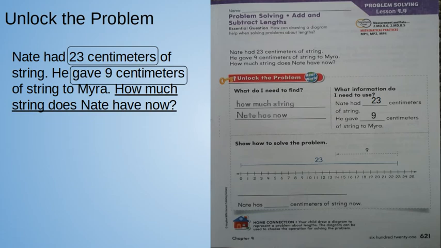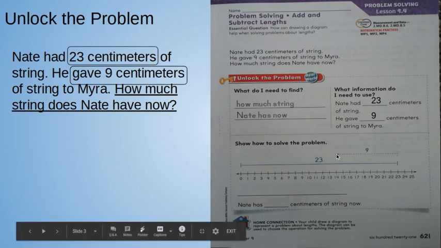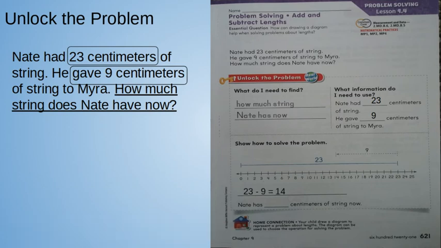Now we're going to use a number line to show how to solve each problem. The first line I drew was a 23 centimeter line on my number line to represent the number of centimeters of string Nate started with. Because this is a subtraction problem, the next dotted line represents 9 centimeters that were given away. So if I were to start at 23 on my number line and jump back 9 times, look at where that lands. 14. That's the same as saying 23 minus 9 equals 14. Nate has 14 centimeters of string now.